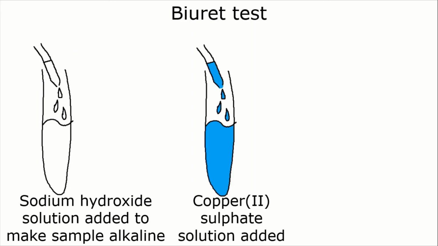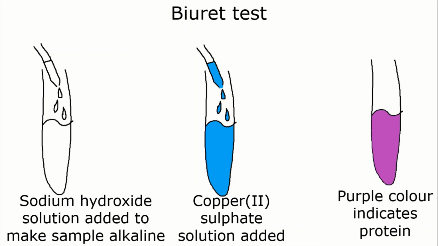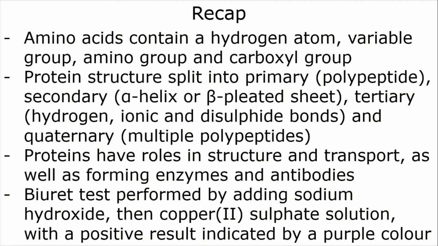So after that, we add copper 2 sulfate solution, which is this nice blue colour. And if a protein is present, the solution will change to a purple colour. If there's no protein present, then it will just remain blue. So let's recap what we've covered today. We have learnt that amino acids contain a hydrogen atom, a variable group, and this determines which amino acid they are, an amino group, which is our NH2 group, and a carboxyl group, which is our COOH group, and these groups are all around a central carbon atom.